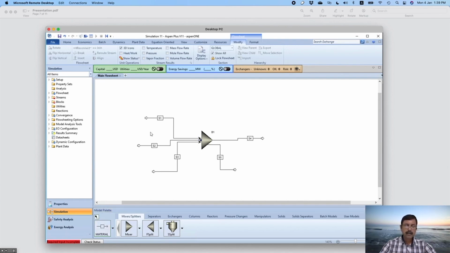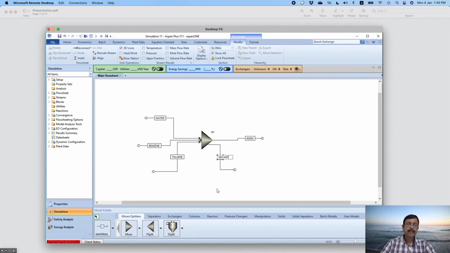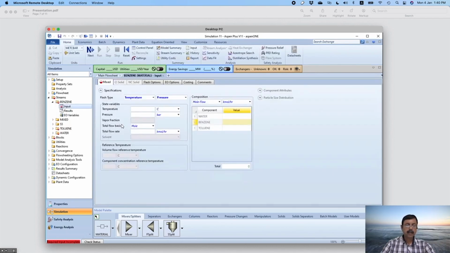Let us rename it. Let us name it water. This stream is benzene. And this stream is toluene. Let us use the name mixed. And finally, let us use decant. So these are the streams that we have. Press next. So first it is asking for the inputs for benzene.